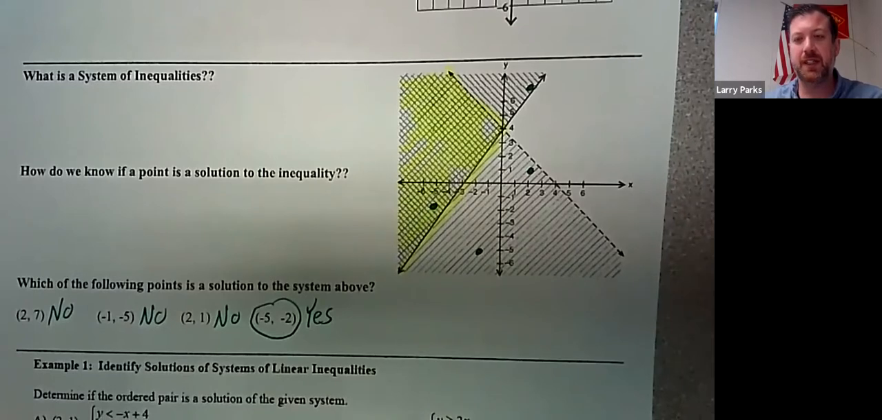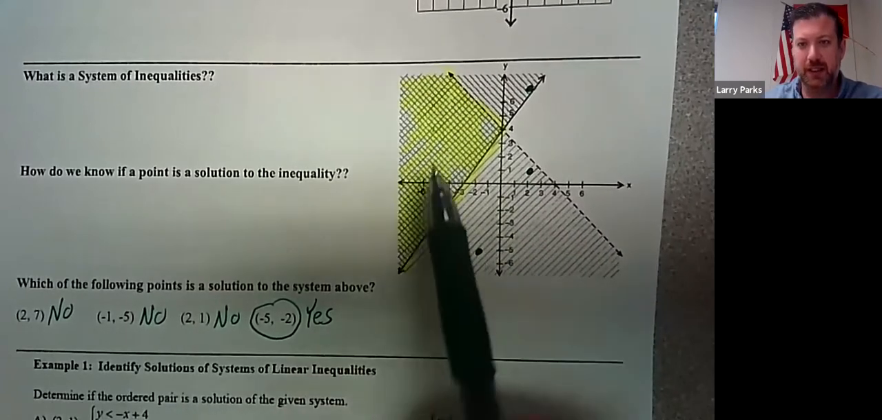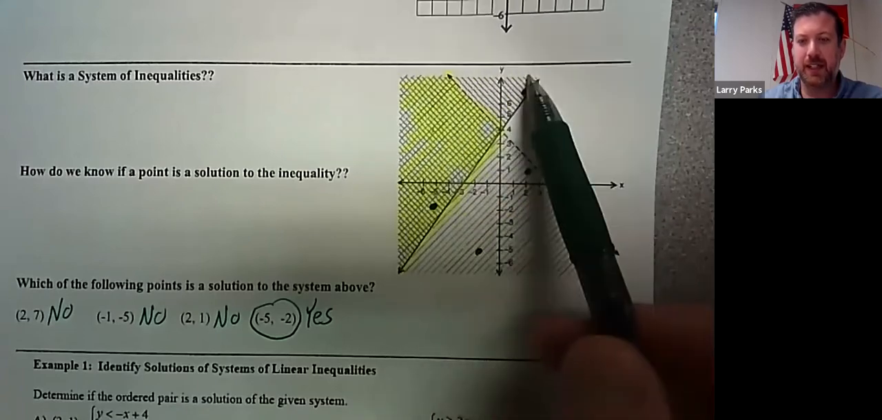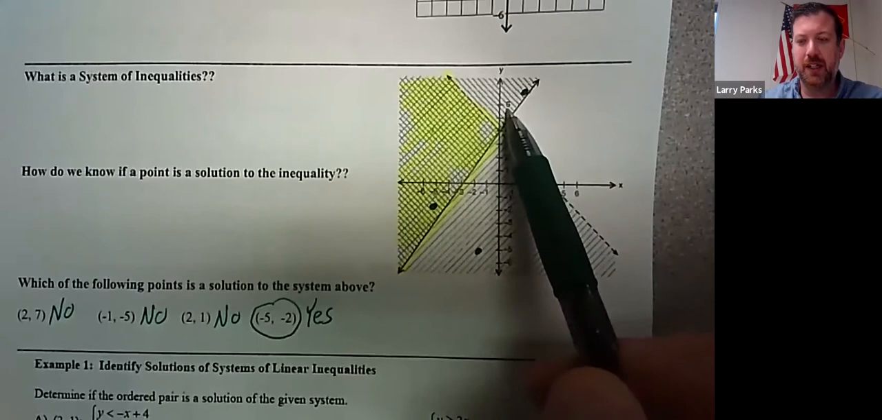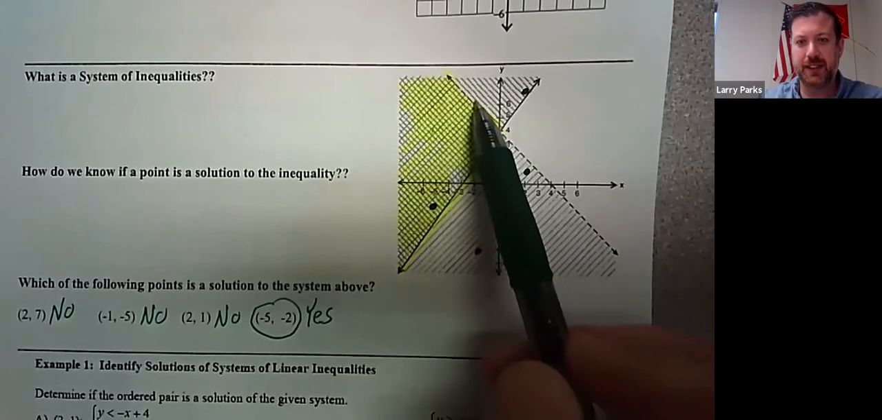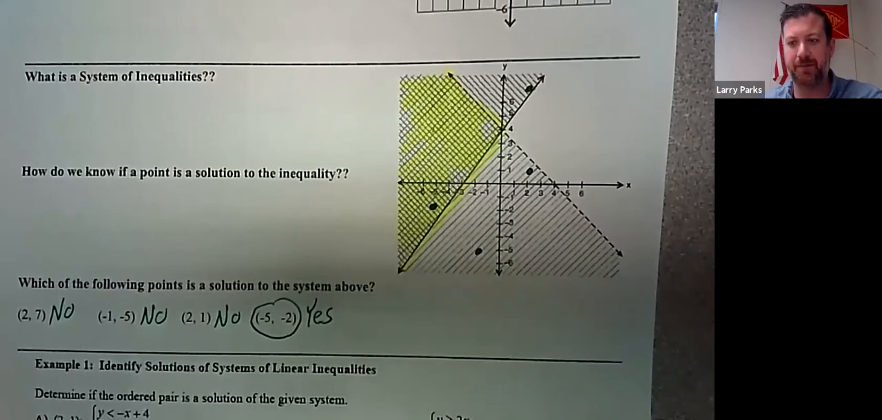In order to be a solution, it's in the area of the shading that crosses. If you pick this area, it's only a solution of one. If you pick this area, it's only a solution of this one. But if you want it to be a solution to the system, it must be in this area called the feasible region.